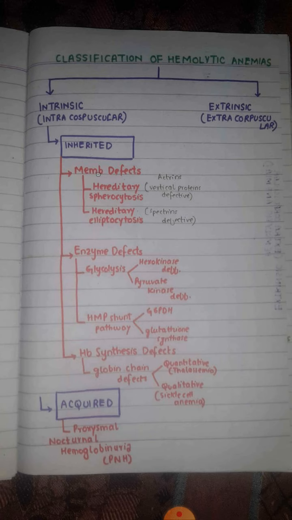Now, what is the acquired cause? Among the acquired causes, we have paroxysmal nocturnal hemoglobinuria. We will discuss paroxysmal nocturnal hemoglobinuria in our next lecture.